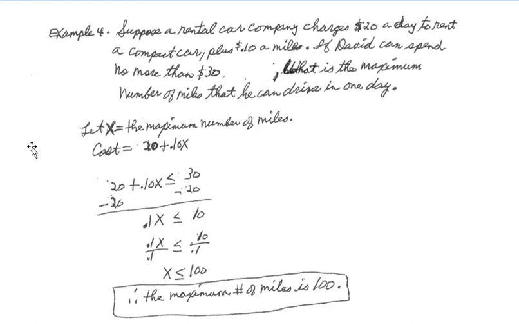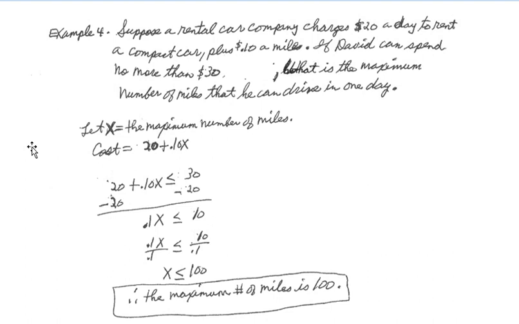Example 4. Suppose a rental car company charges $20 a day to rent a compact car, plus 10 cents a mile. If David can spend no more than $30, what is the maximum number of miles that he can drive in one day? Well, let's let x represent the maximum number of miles he can drive in one day. And therefore, we want to set up a cost equation.